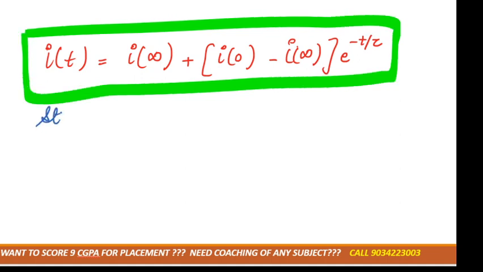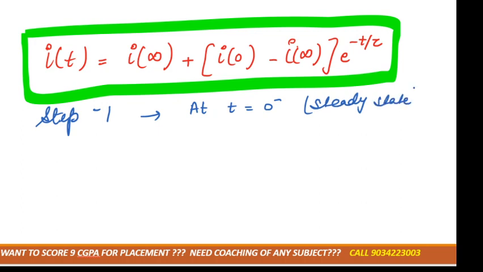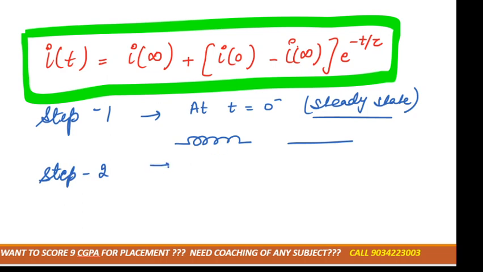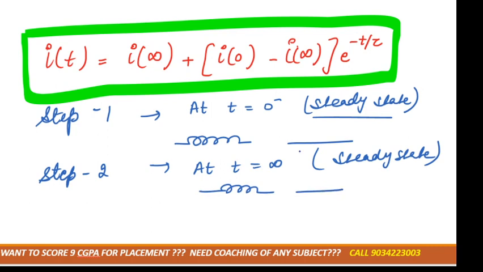In step number 1, we calculate at t equal to 0 minus, that is your steady state condition. In steady state, inductor always will work as a short circuit. In step number 2, we always calculate at t equal to infinity. Again, this is also steady state, and the inductor will behave as a short circuit. In both the cases we have to calculate inductor current.